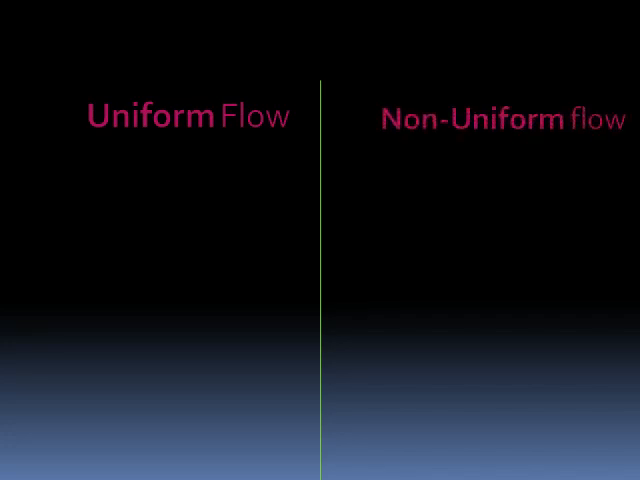Now we will see uniform and non-uniform flow. If the velocity vector at all the points in the flow is the same at any instant of time, the flow is said to be a uniform flow.